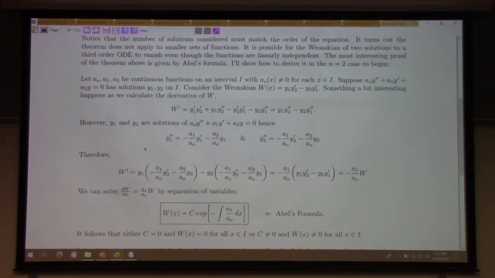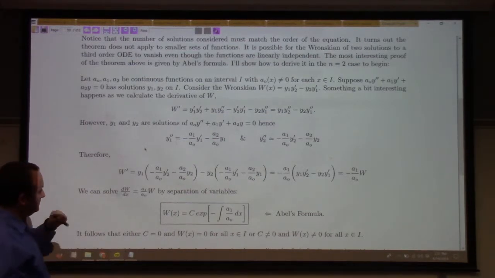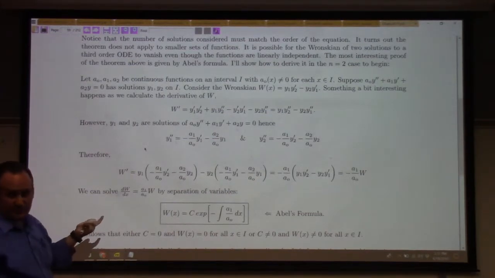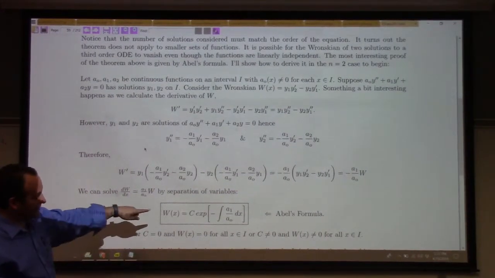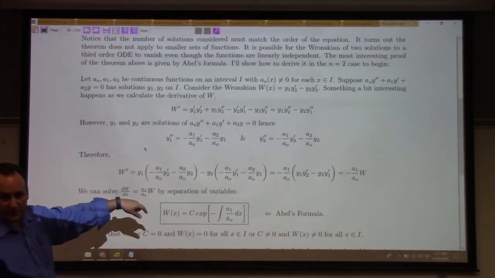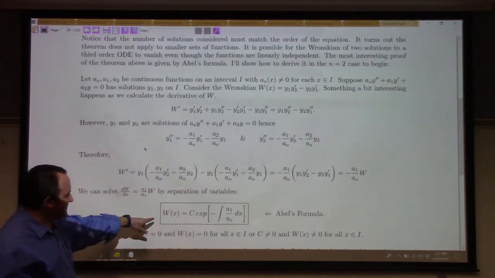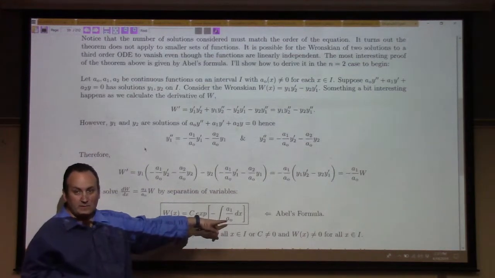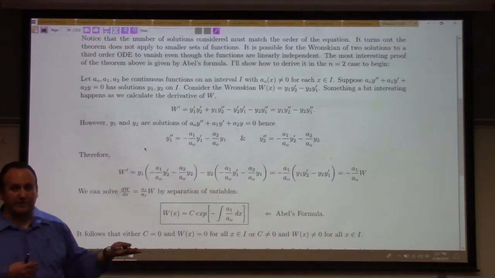So here's Abel's formula, and for n equals 2, I put this on tests a lot of times in 334: prove this formula. If y1 and y2 are solutions, and you take the exponential of the integral of the ratio of the first and zeroth coefficients of the differential equation, then the Wronskian is given by the exponential of this integral. So that's either everywhere 0 or everywhere non-zero.